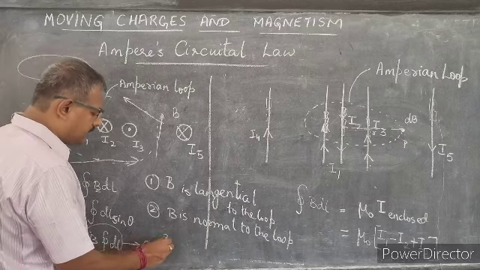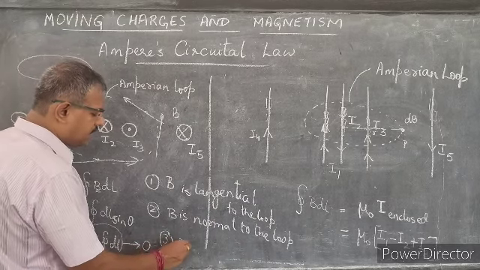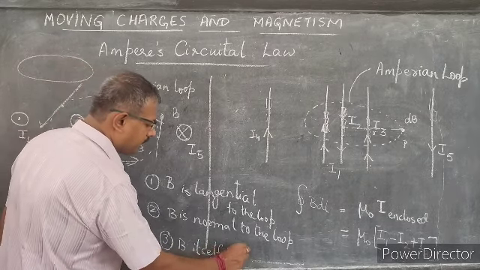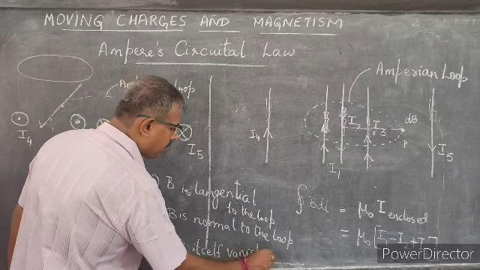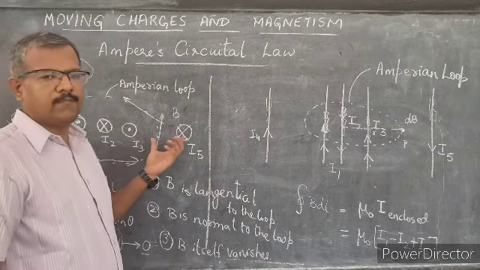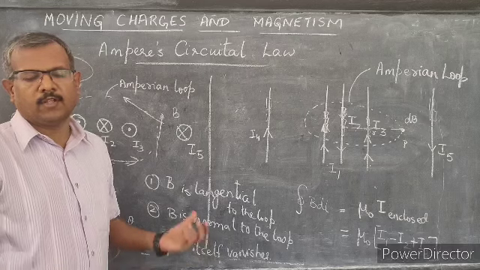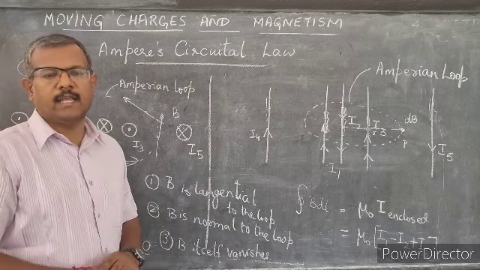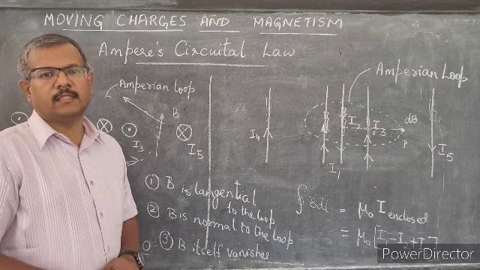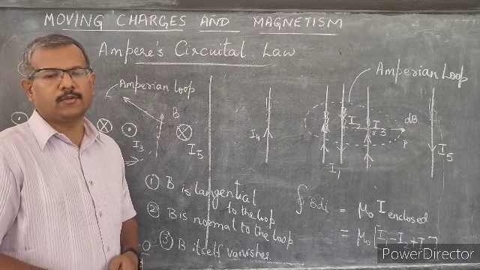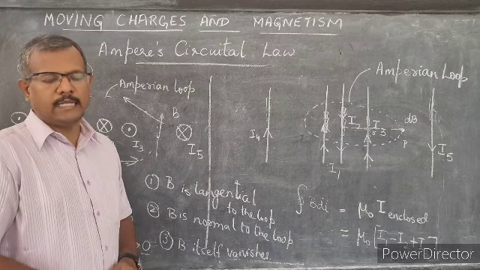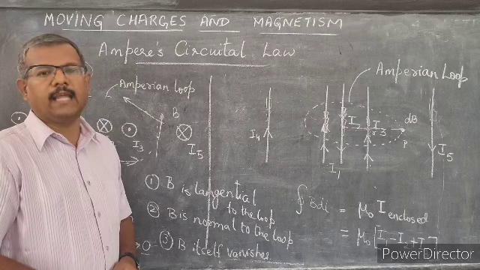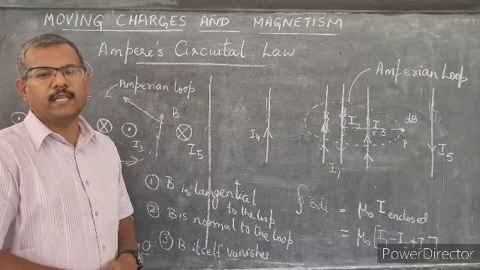The third assumption that we consider is B itself vanishes. So when does B vanish? When the net algebraic sum of all the current elements, or the net current, is 0, or if it's a single current carrying element, then when the current reduces to 0, obviously the magnetic field too disappears. So with these three assumptions, we can then start applying Ampere's Circuital Law to everyday conditions.